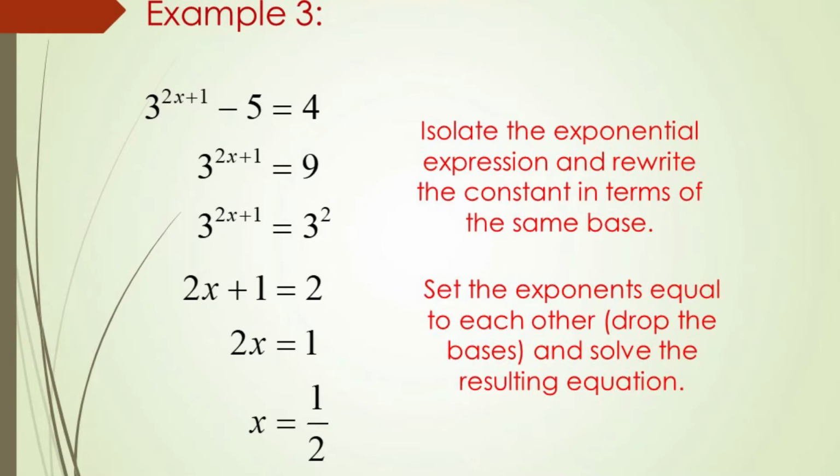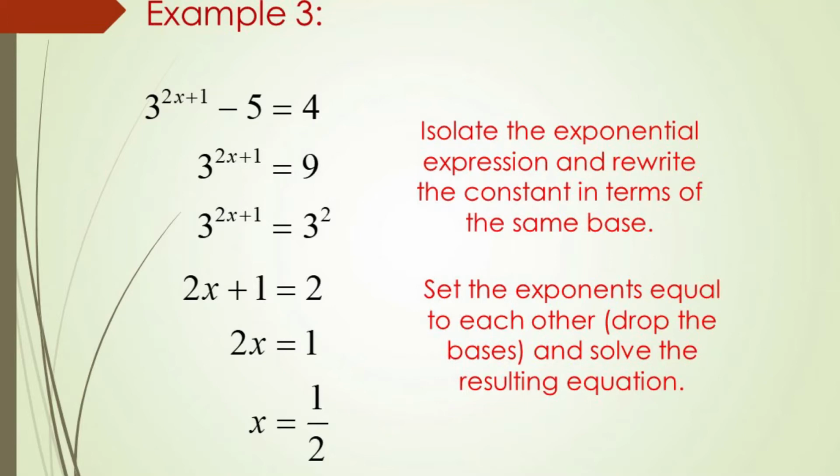Convert 9 to exponential concept. That will become 3 raised to 2, so that we can equate their exponents. Since they have the same base, which is 3, we can now equate their exponents. That will become 2x plus 1 equals 2. Then you simplify. So 2x is equal to 1. If you transfer 1 to the other side, it will become 2 minus 1, which is 1. So x is equal to 1 half.